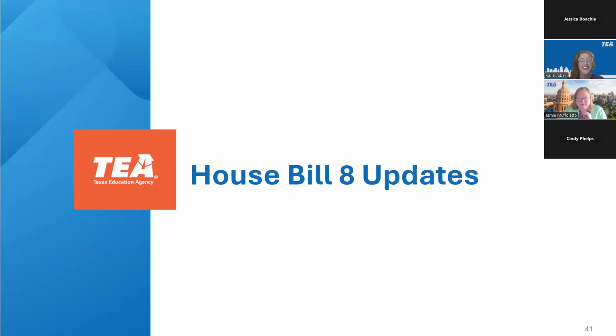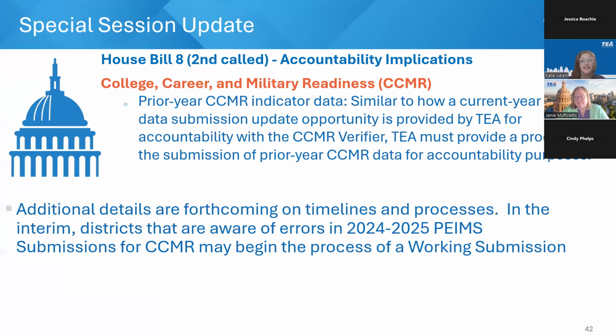That's great. And then at times you may find an error that goes back a little bit further. As many of you know, in the past, if there was an error related to CCMR and it came through the CCMR verifier and was a non-PEIMS related error, that could be corrected. So, for example, there was not a record of a student's SAT score. You could resubmit that SAT score. It would be reflected in your final CCMR accountability calculations. But up until now, PEIMS data from prior year that impacted CCMR could not be corrected.